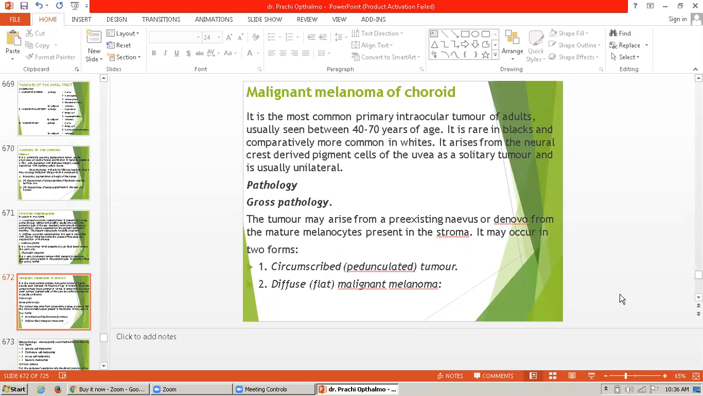Then, malignant melanoma of the choroid. It is the most common primary intraocular tumor of adults and is usually seen between 40 to 70 years of age. It is rare in blacks and comparatively more common in whites. It arises from the neural crest, derived from pigment cells of the uvea, as a solitary tumor and is usually unilateral.